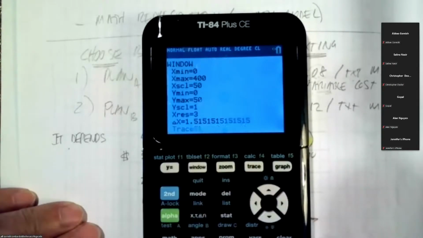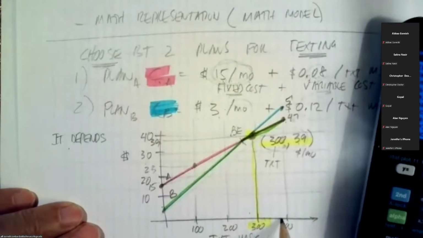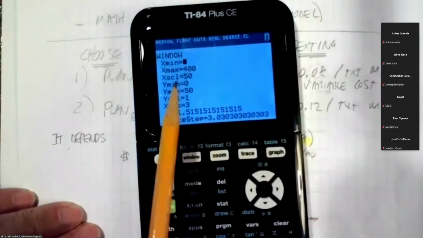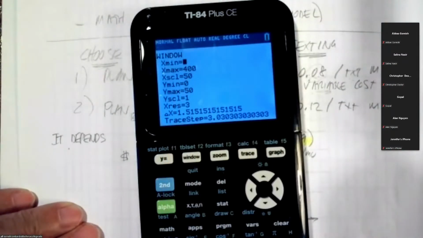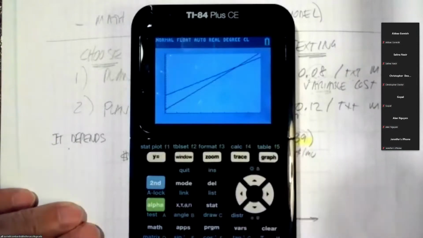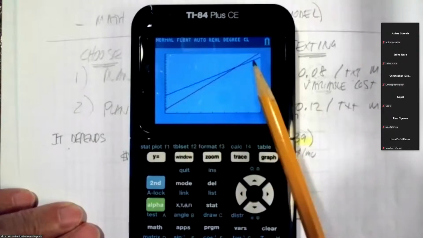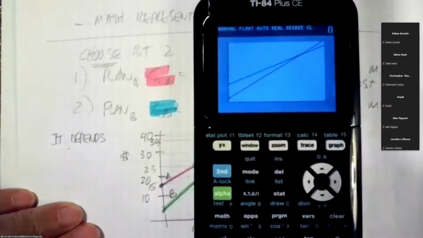And then I set up a window that would allow me to show where the intersection is. I had to know about where my values were, and I went out to 400 in the X direction and up to 50 in the Y direction. And then when I hit graph, I get these two lines. Those are the two functions, plan A and plan B.